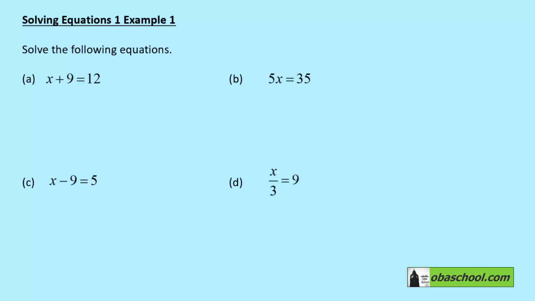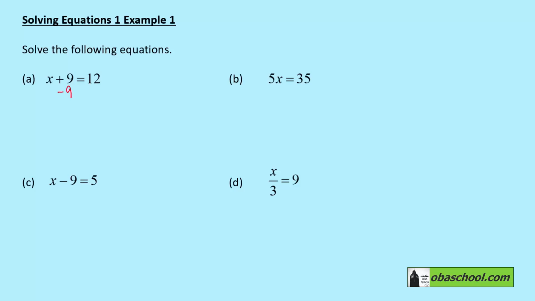We want to solve the following equations. So I've got x plus 9 equals 12. Now I want x on its own. We've got plus 9. The opposite to adding is subtracting. So what I want to do is subtract 9 from this side.